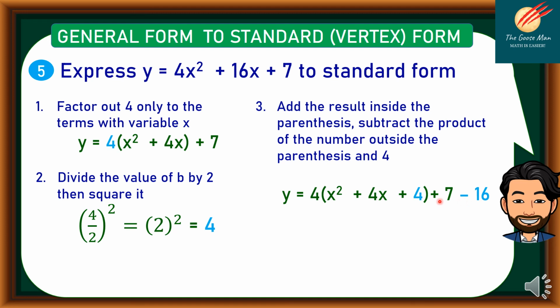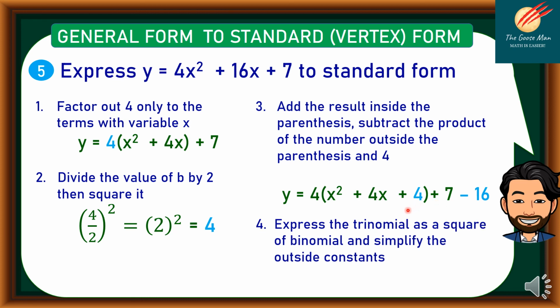Now we will express the trinomial as a square of a binomial and simplify the outside constant. We can make this now a perfect square trinomial. Take note that the square root of x squared is x, and the 2 here is taken from this number 2. So we express x squared plus 4x plus 4 as (x plus 2) squared. And we simplify the number outside, the constant. 7 minus 16 is equal to negative 9.